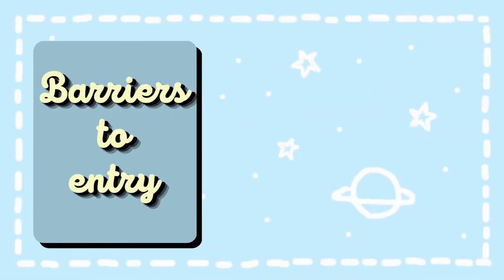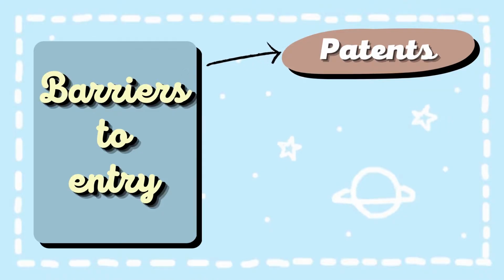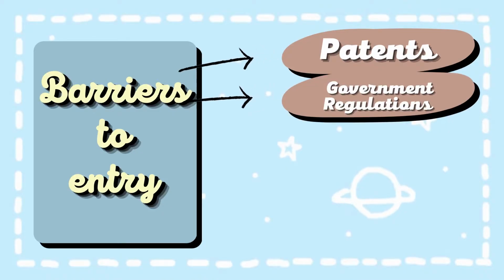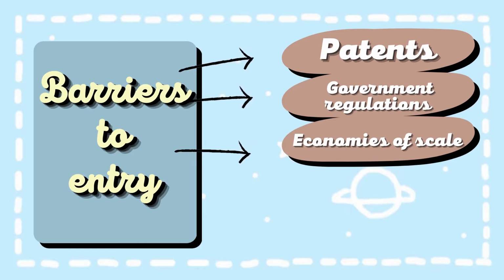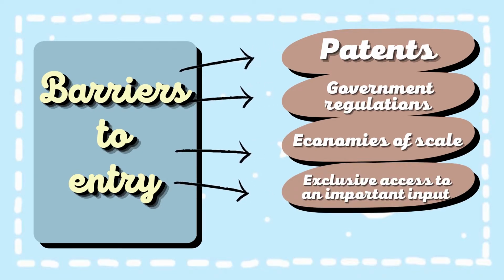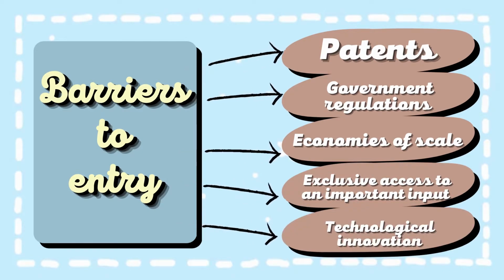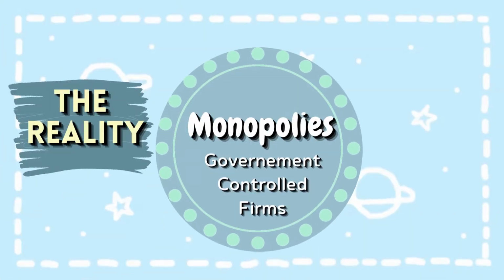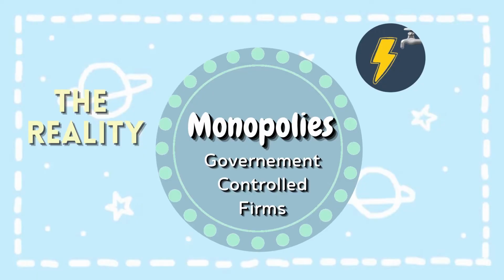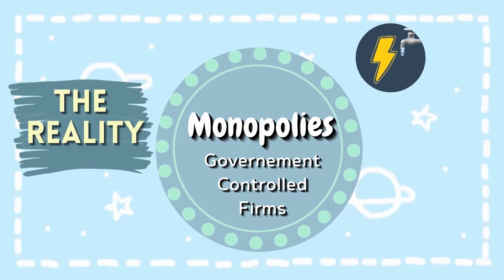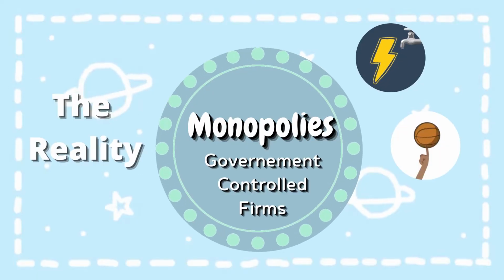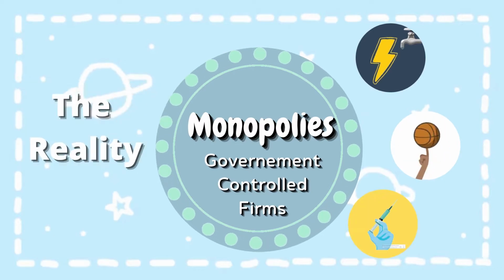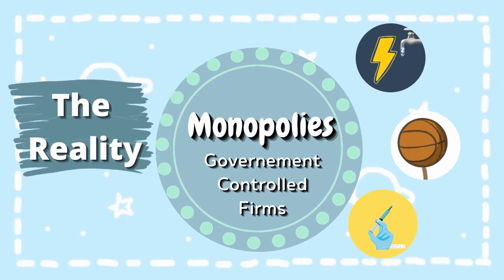These barriers to entry, which are the sources of market power, include patents, government regulations other than patents, economies of scale, exclusive access to an important input, and technological innovation. In the real world, true monopolies generally exist in government-controlled markets. Other examples include electricity and water companies, national sports leagues, pharmaceutical companies, and so on.